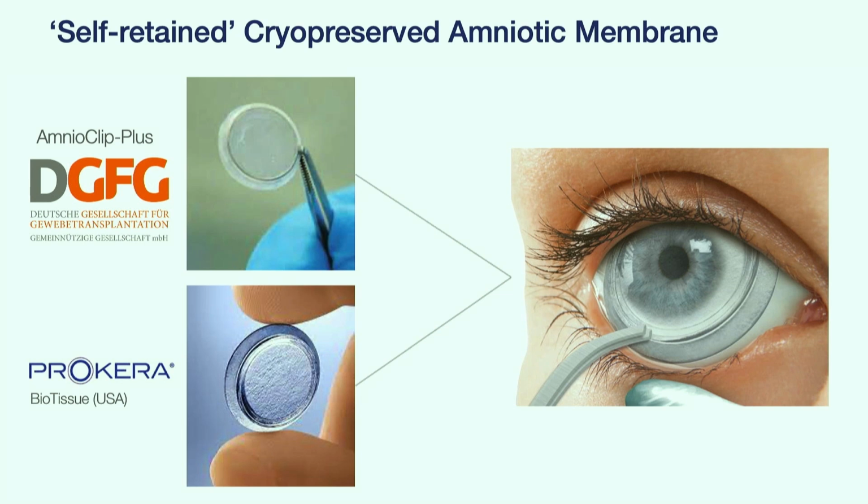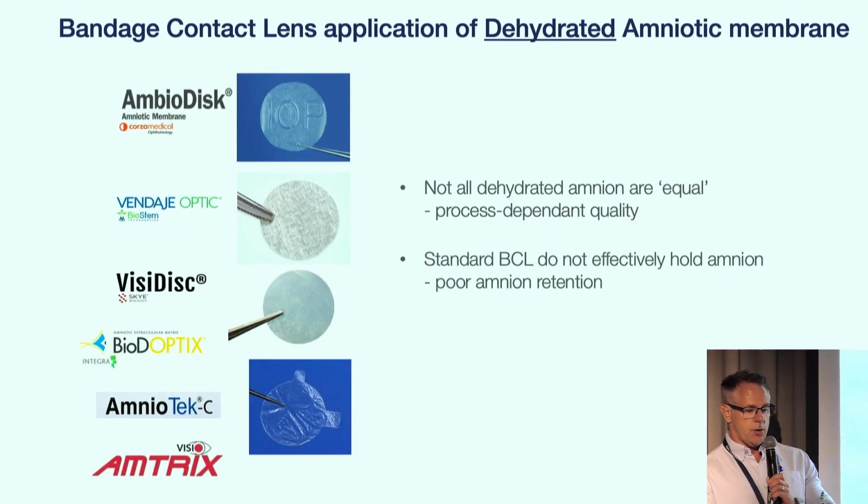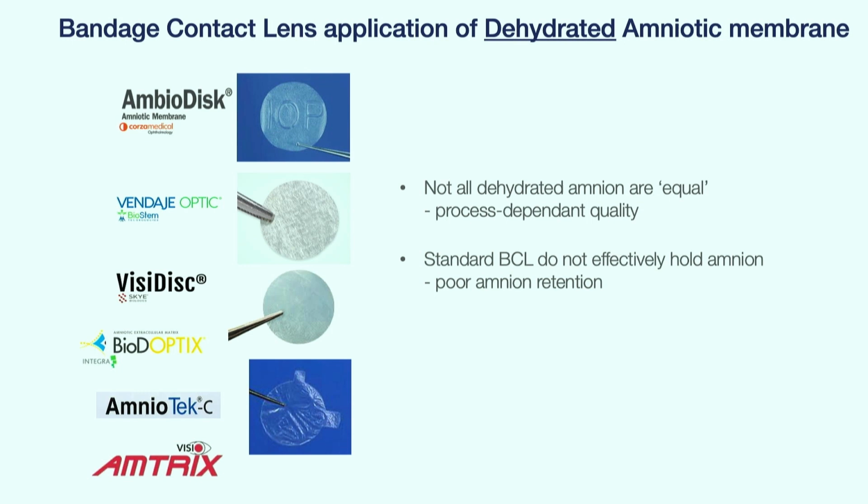So some of you clinicians may be familiar with Procura, and there's a German product called AmnioClip, and this is frozen amnion pre-attached to a plastic ring, and this is probably the only way you can access frozen amnion in a non-surgical setting. There are other dry amnion products, mainly in the US, that educate the use of these under a standard bandage contact lens, but unfortunately standard bandage contact lenses don't hold amnion, so you actually lose this quite quickly, and you lose the function of the amnion.